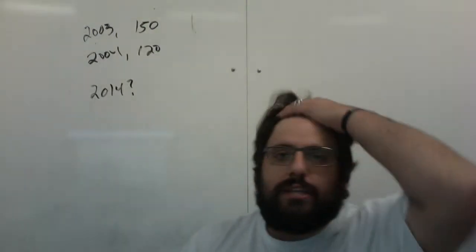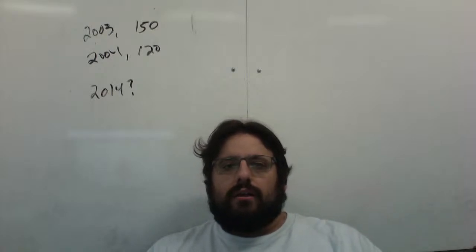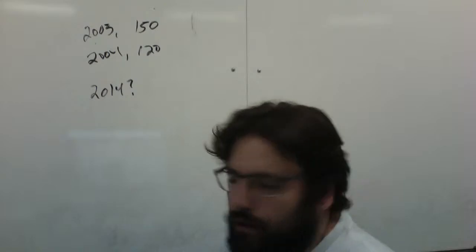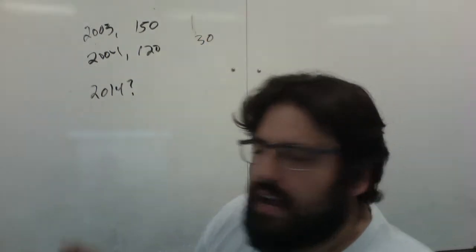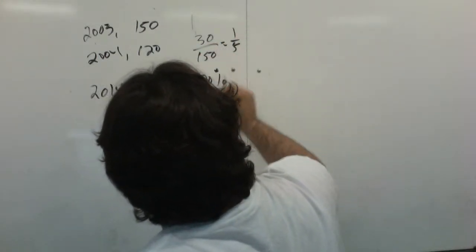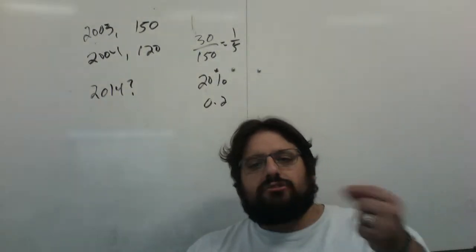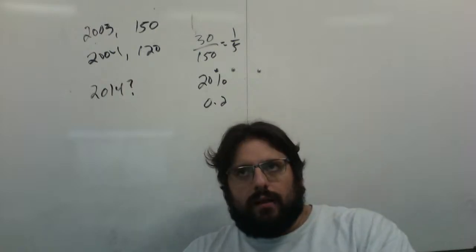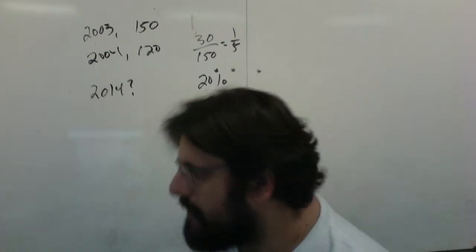Well, first off, we need to know what percentage of these animals died out in that 1 year, right? So from 2003 to 2004, we had a loss of 30 Iberian lynx. If I take that and divide it by 150, that's about a fifth. So that's about 20%. So that's a 0.2 decrease. If that trend continues exponentially, we can use the exponential growth and decay formula to determine how many there'll be left in 2014.